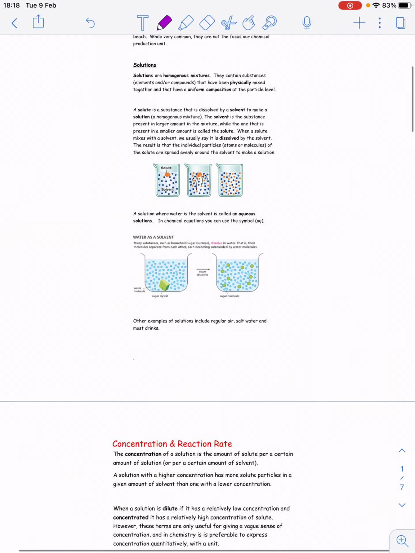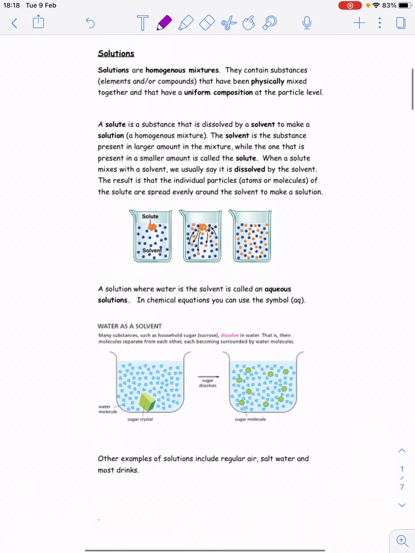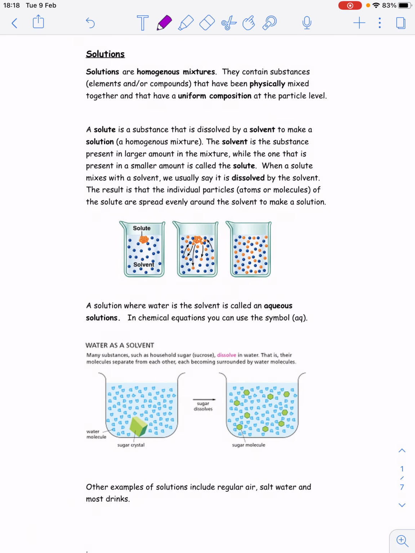Okay, this video is about solutions, concentration, and dilution. A solution is a homogeneous mixture of two or more substances. Most of the time when we are talking about solutions, we're going to be talking about aqueous solutions, where things are dissolved in water. We can call them aqueous solutions, and they show up in chemical equations with an AQ symbol.